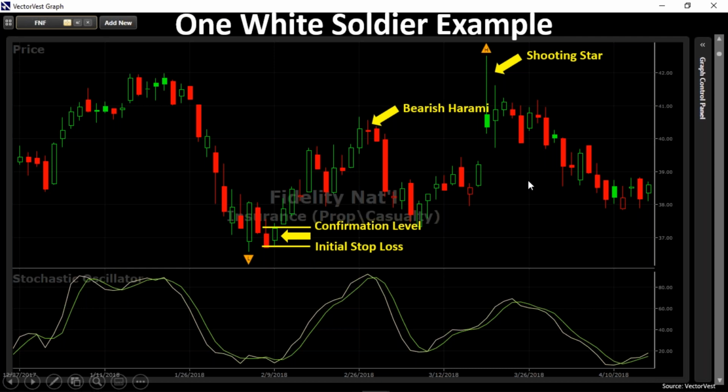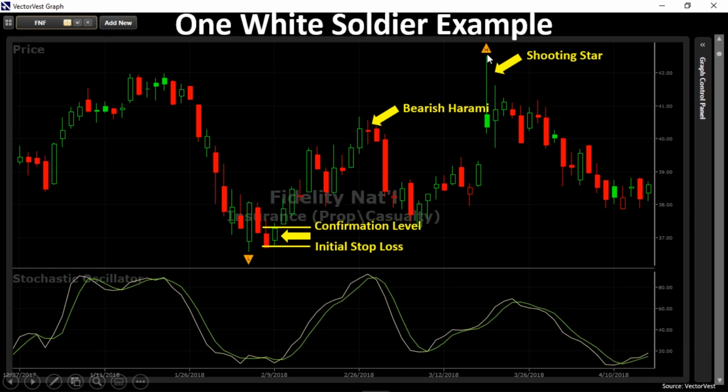Shooting star is a reversal signal. And that was all she wrote, right? End of that up move and the beginning of a new down move. So shooting star, stock opens here at the top of the body, right? Because it's filled. It opens at the top of the body and skyrockets much higher throughout the session.